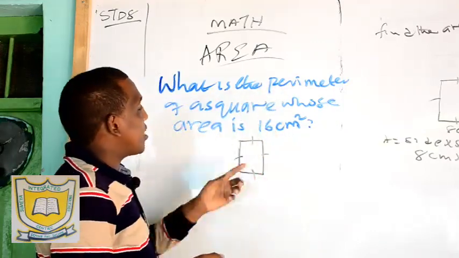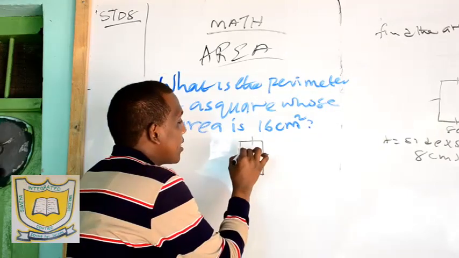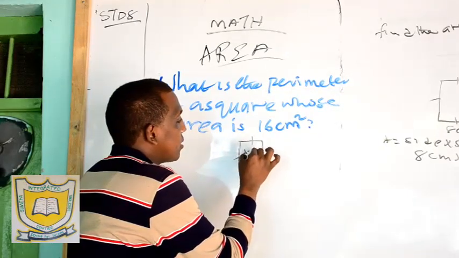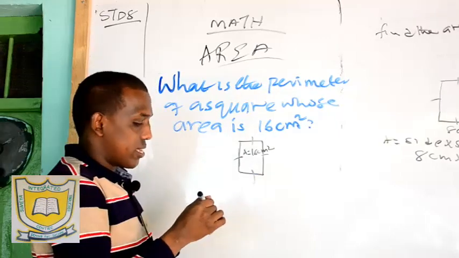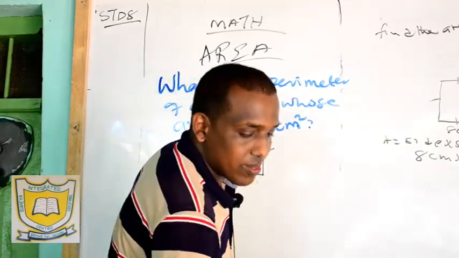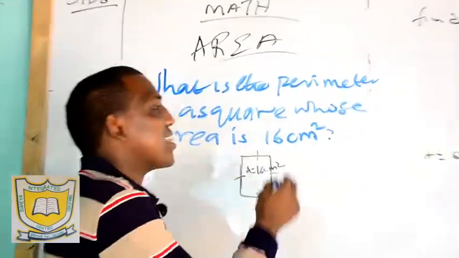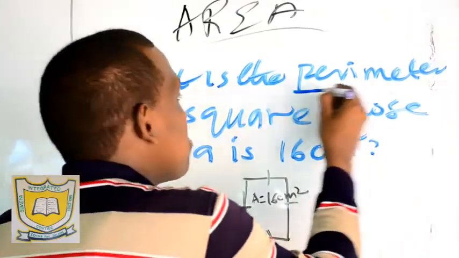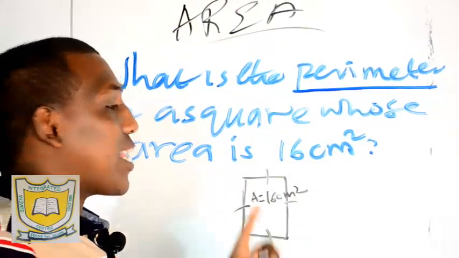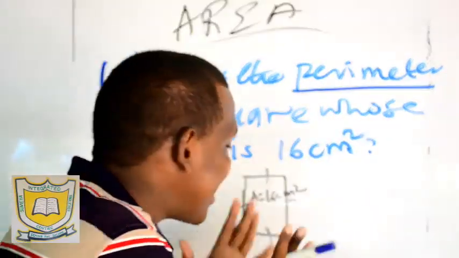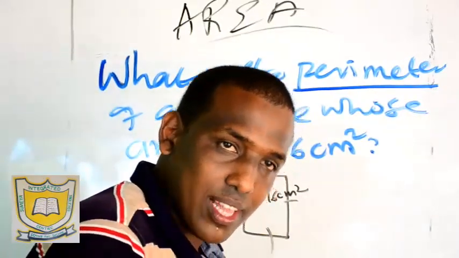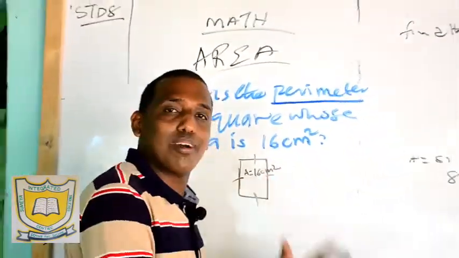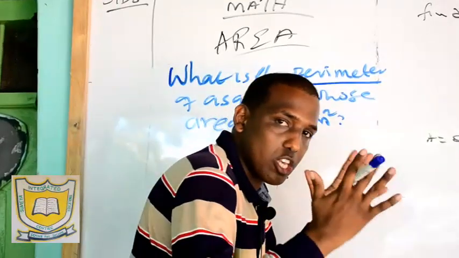So now they have given us the area. They say the area is 16 centimeter squared, and they're asking the perimeter. I cannot get the perimeter unless I get the sides or the length. The sides are the same, and remember we said in a square, all sides are equal.